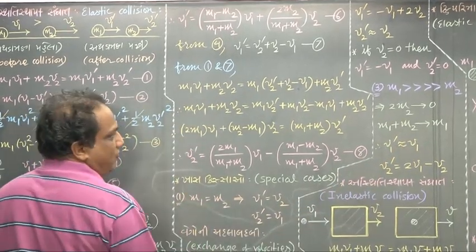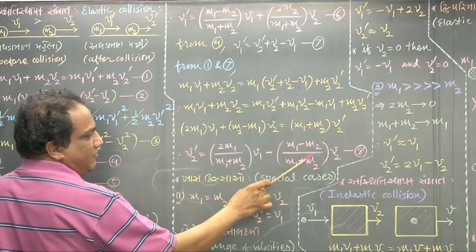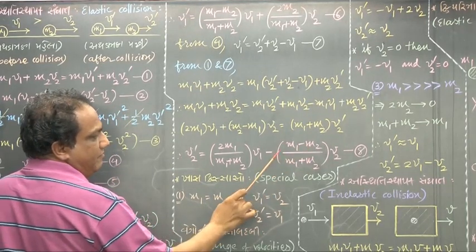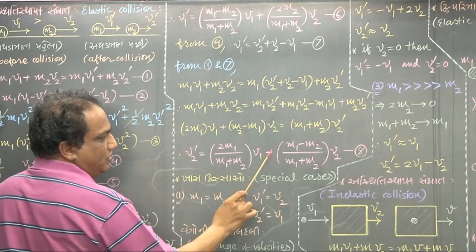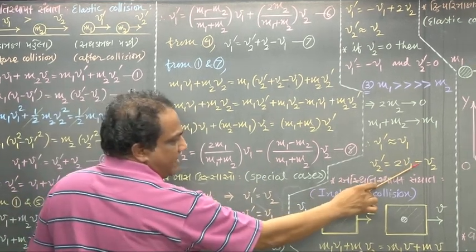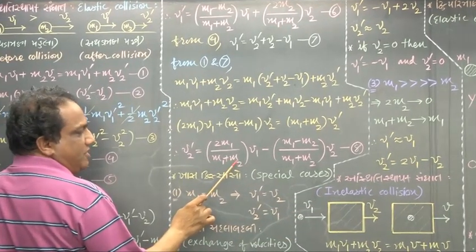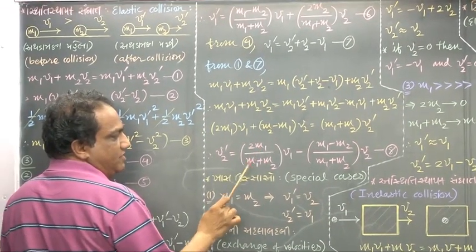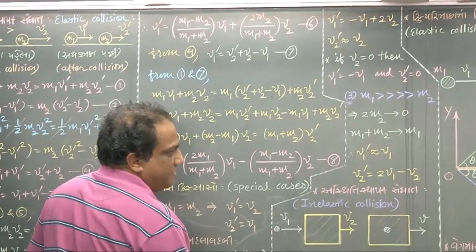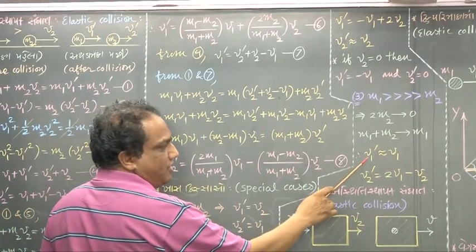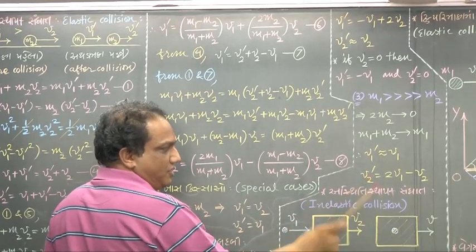Neglect M2 from here. Then minus M1 upon M1 is 1, 1 into V2, that is V2, so it is minus V2. Neglect M2 from here, then M1 will cancel, giving you 2V1 minus V2. Now this is the final velocity of the first body, and this is the final velocity of the second body.